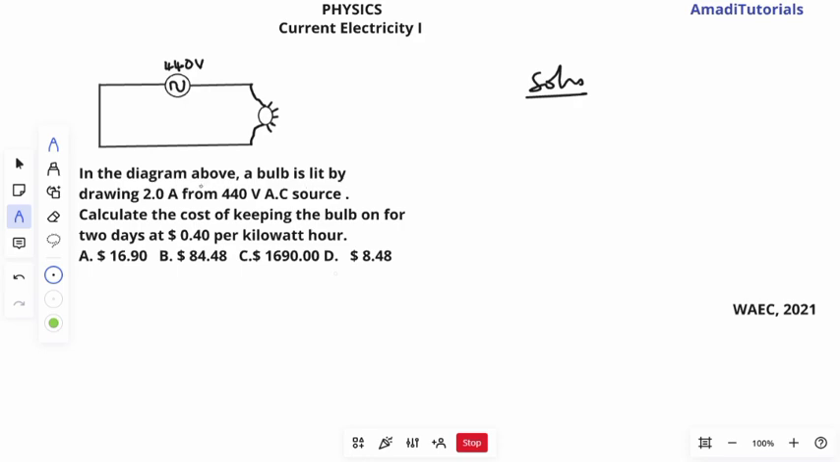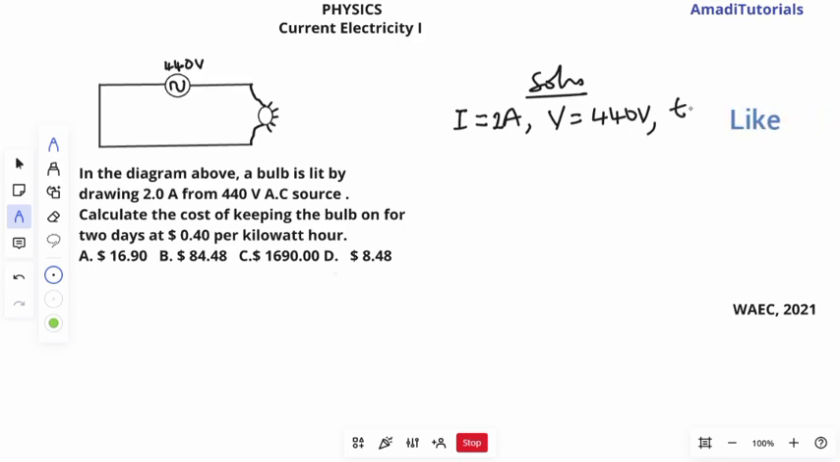Now, let's write out our parameters. The current there is what? 2 amps, or 2 ampere. The voltage there, which is AC volts, but we are not analyzing AC circuits now. The voltage is 440 volts.